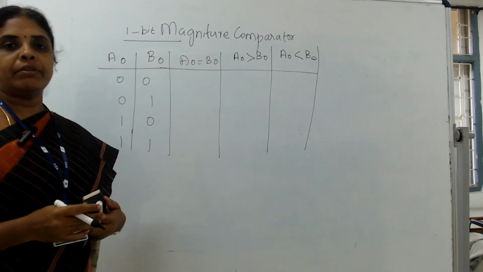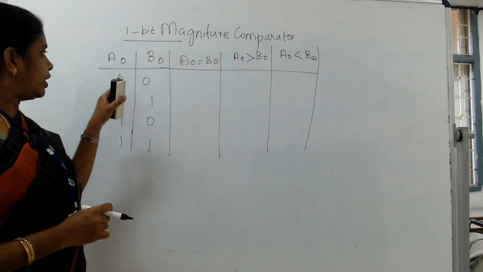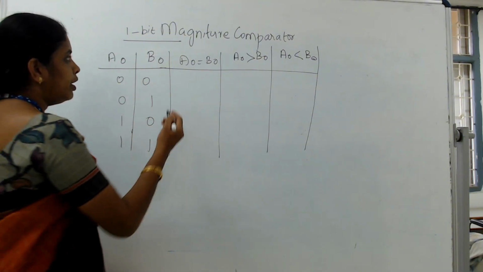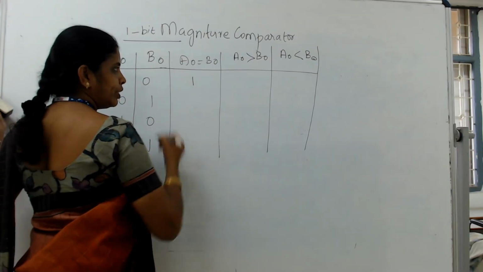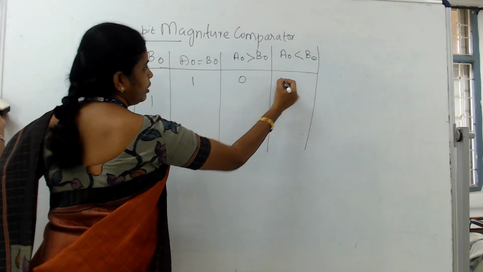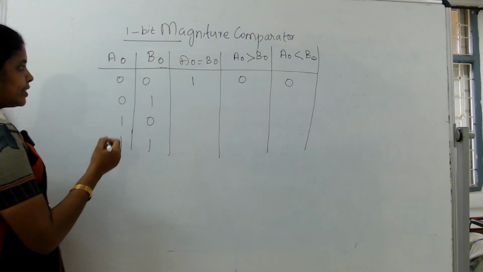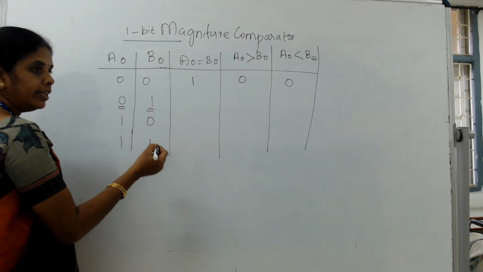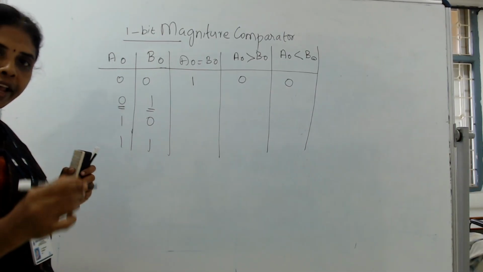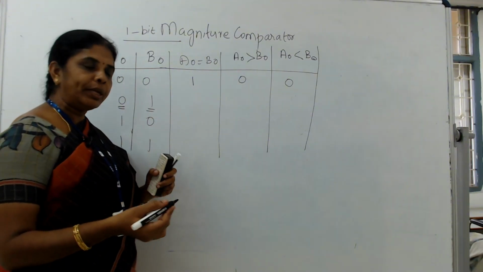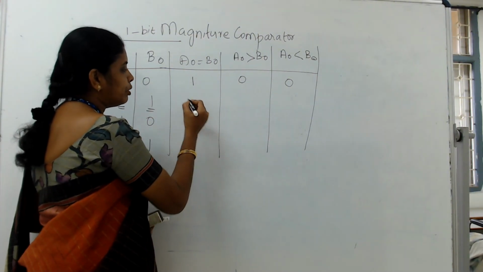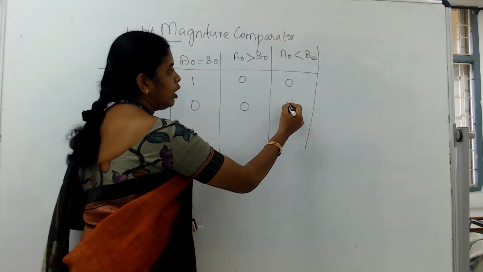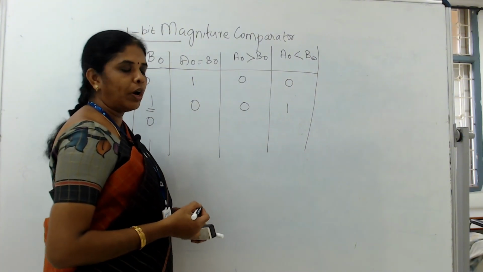Now compare A naught and B naught. In the first combination 0 0, both the inputs are 0, so A naught is equal to B naught, the output is 1, whereas the other outputs are 0. Next, the value of A naught is 0 and the value of B naught is 1, which means A is less than B. So A naught equal to B naught is 0, A naught greater than B naught is 0, and A naught less than B naught is 1.